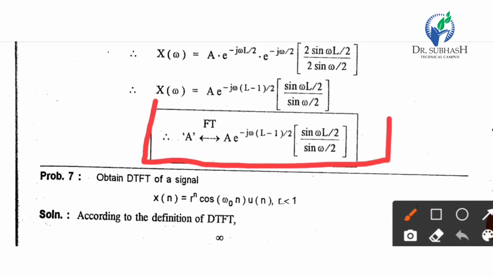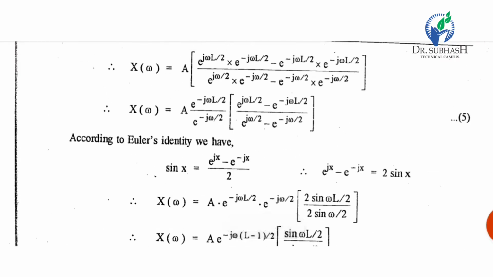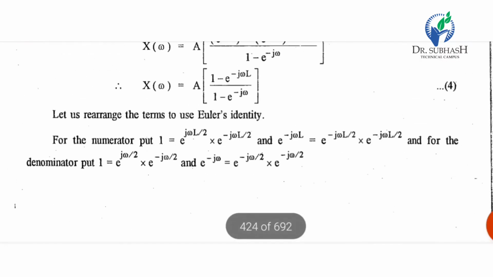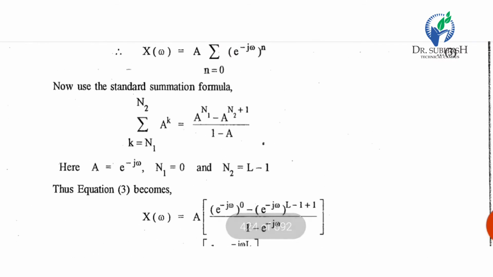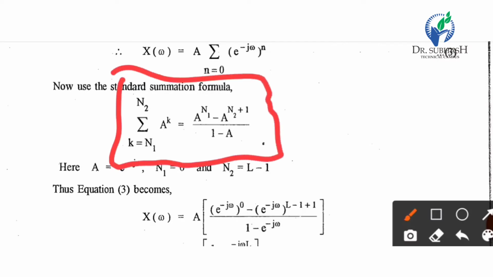The Fourier transform of the rectangular pulse A is A multiplied by e raised to minus j omega (L minus 1) divided by 2, multiplied by sin omega L by 2 divided by sin omega by 2. So we have to just focus on two things: one, keep in mind Euler's identity, and another is the standard summation formula. If we do not remember this, then the difficulty is more, otherwise it's easy.